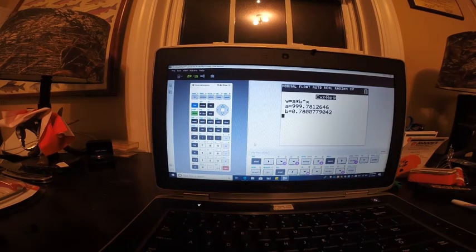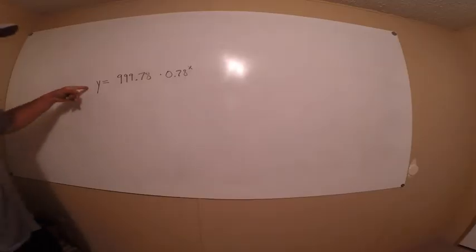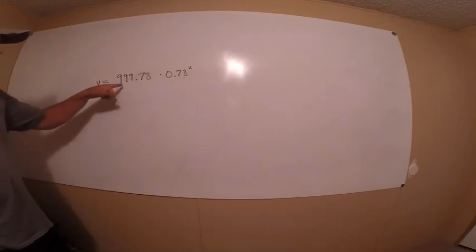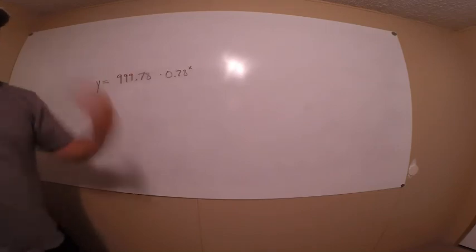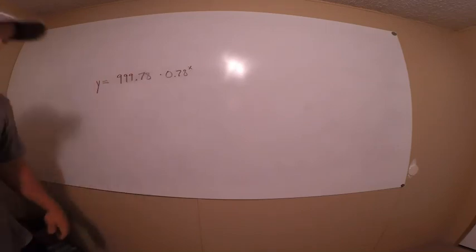I'll write it up on the board real quick for you. If you wanted to write it, y equals 999.78 times 0.78 raised to the x. Here I rounded to 2 decimal places. It's that simple.